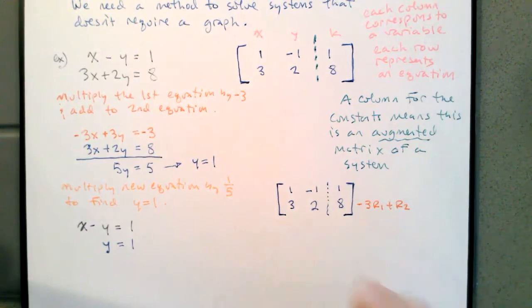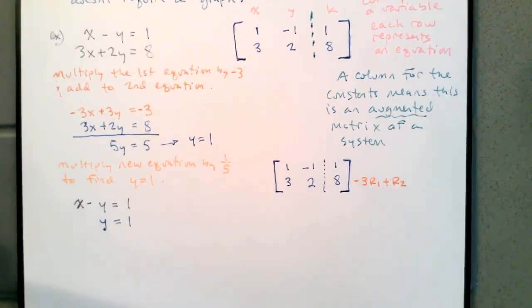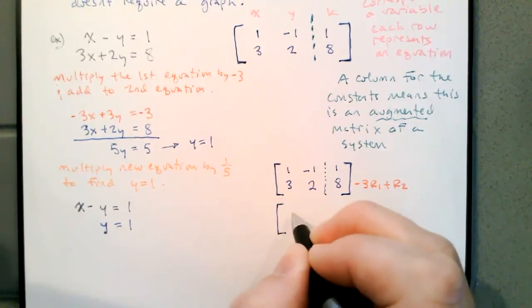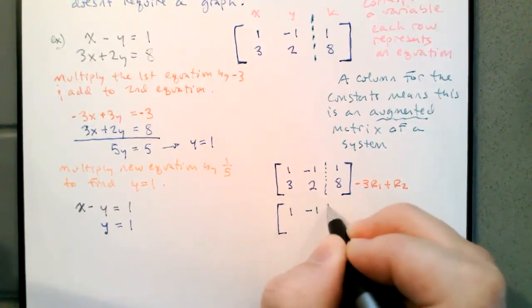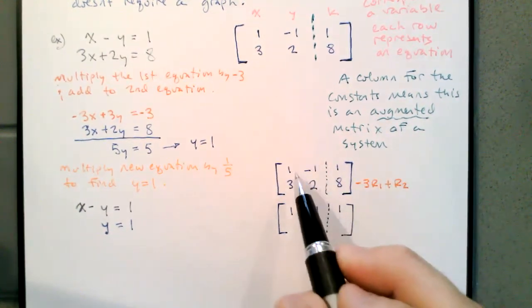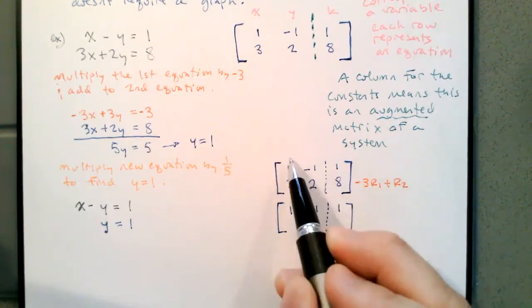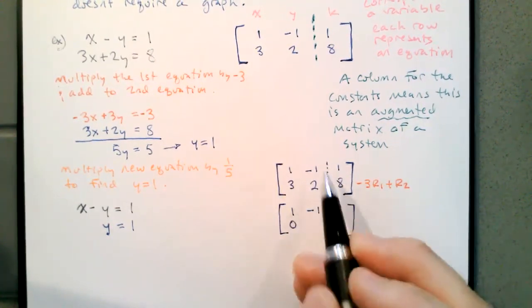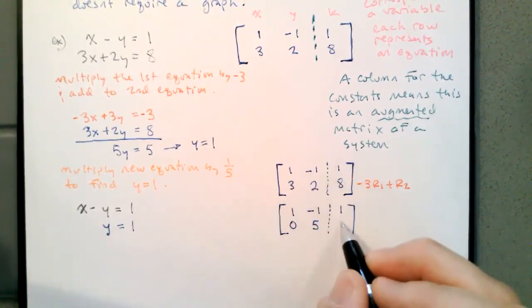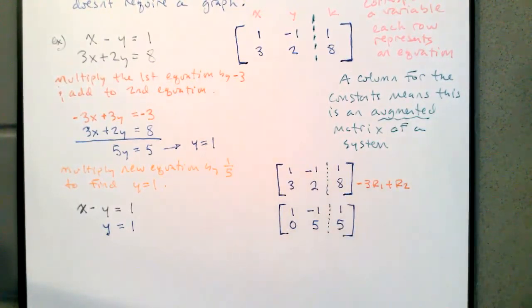Now, the reason that we would want to do something like this, because it seems crazy on such a small example, especially when we already know what the solution is. If I do -3 times the first row plus the second row, -3 and 3 is 0. 3 and 2 is 5. -3 and 8 is 5. I'm just keeping track of what happened in the equations, and I don't have to write all the x's and y's and equal signs.